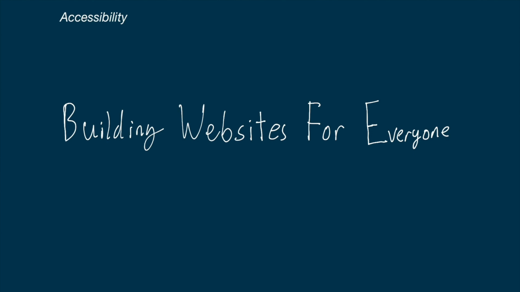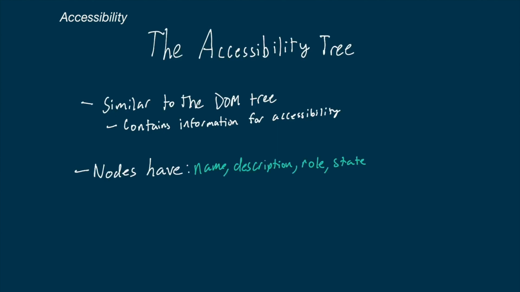In many of these cases, our users will be using assistive technologies, such as a screen reader, to interact with our website. And these assistive technologies actually don't interact with the DOM directly. Instead, they interact with what's known as the accessibility tree, which is a tree containing content specific to accessibility that is easier for these assistive technologies to understand.